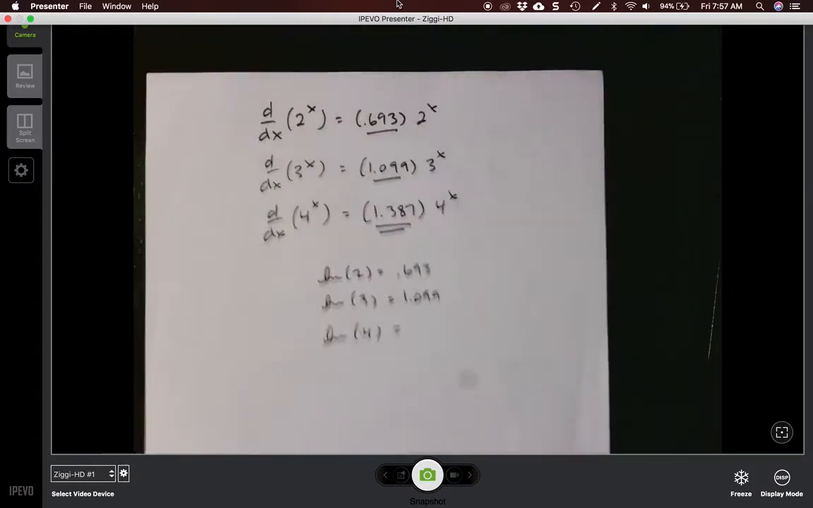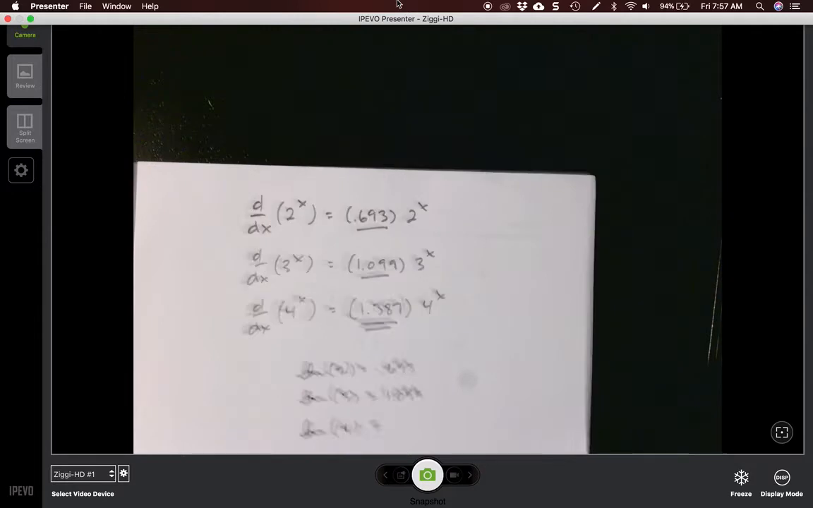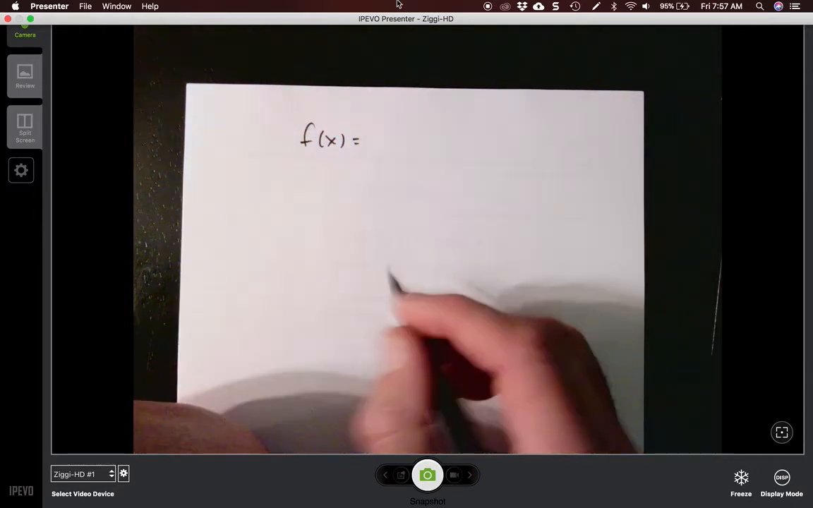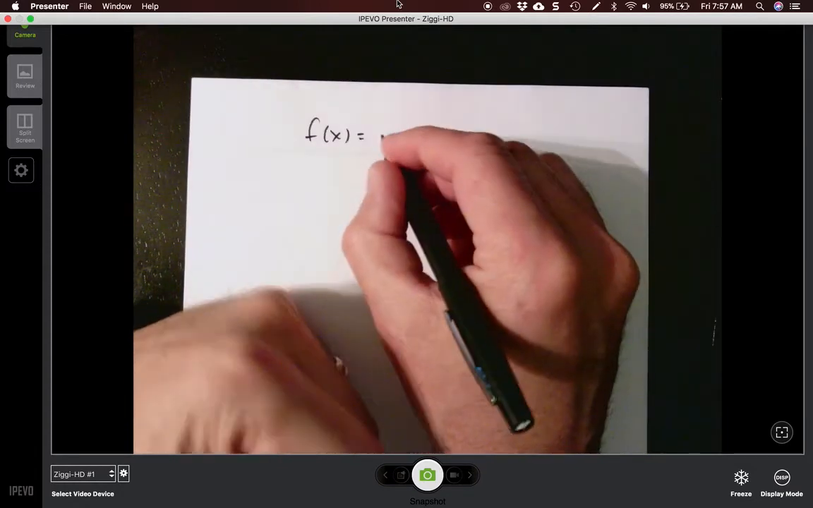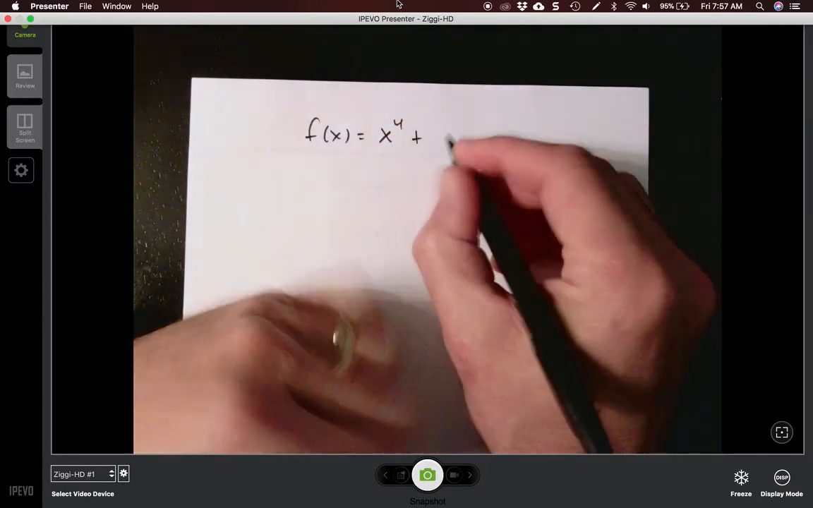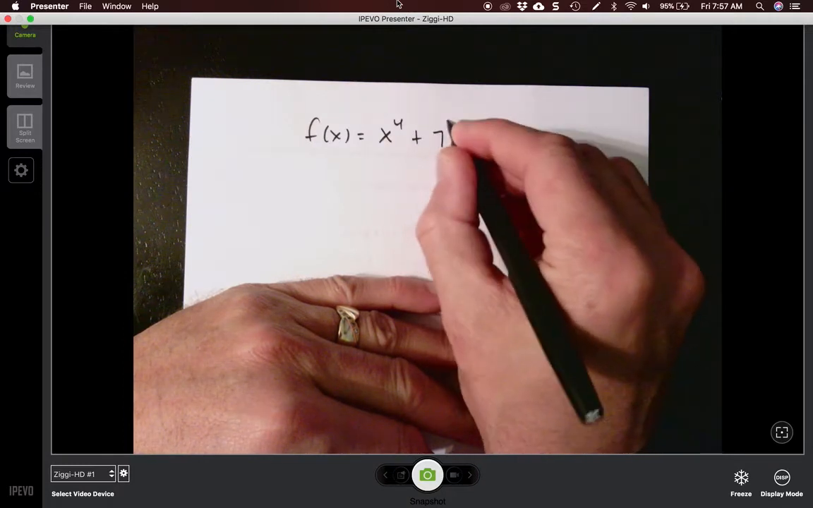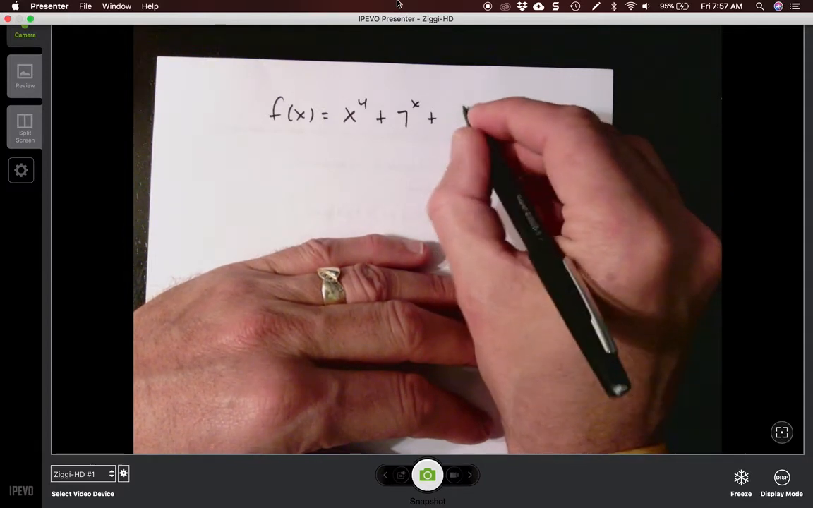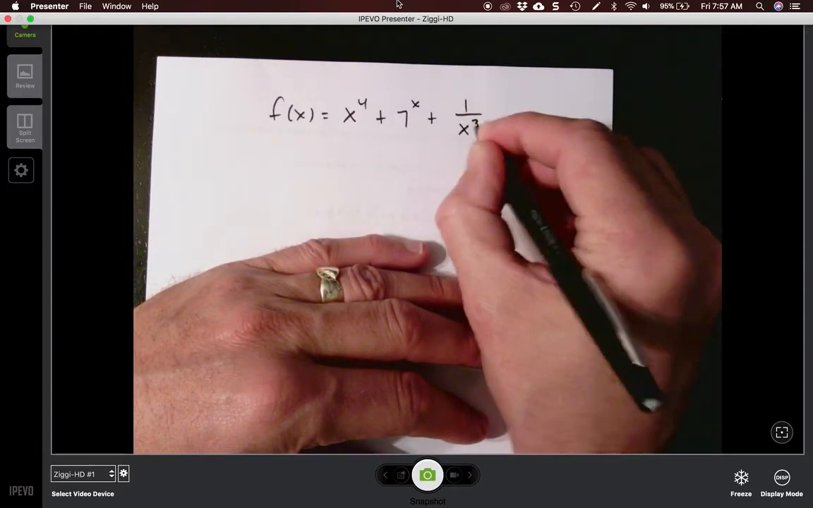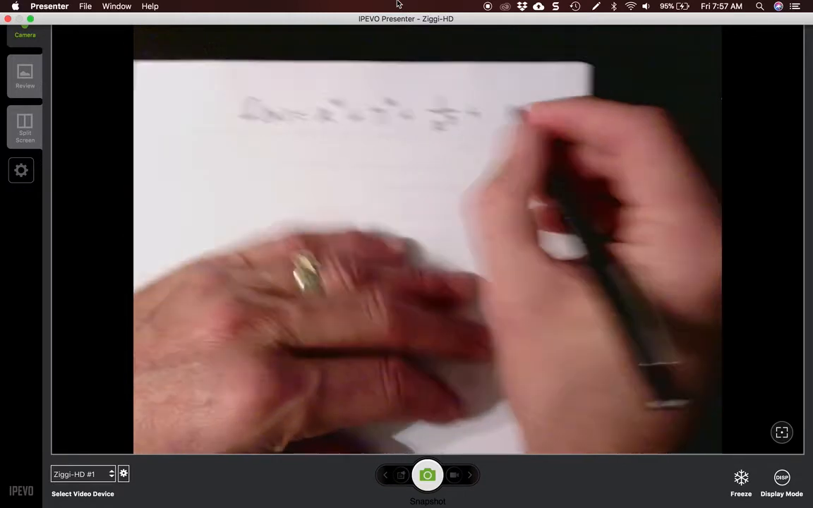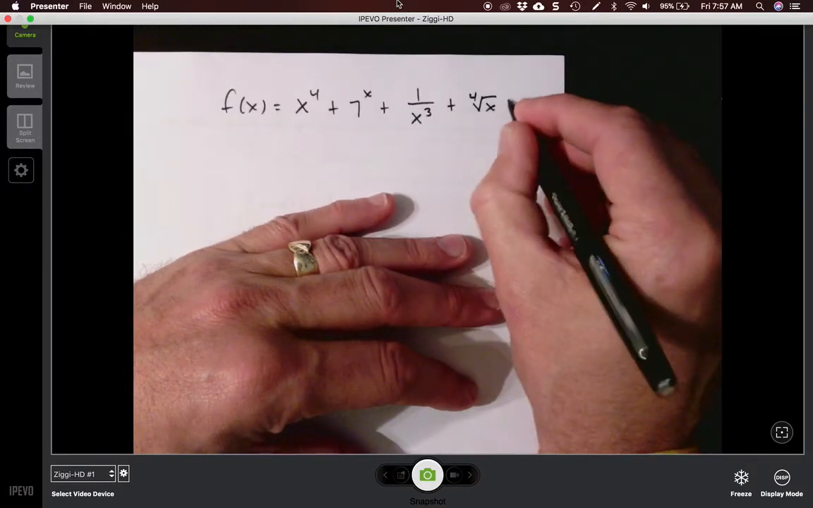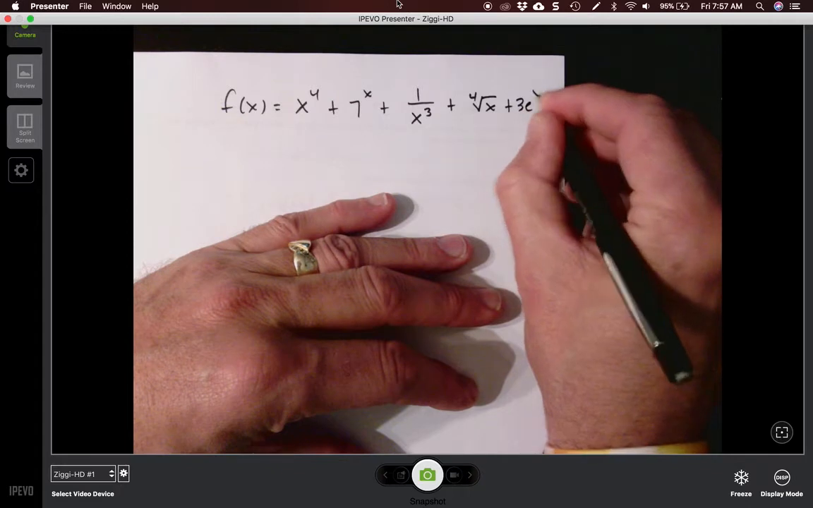Okay, so with that, I'm going to see if we can take the derivative of a function, and let's say that this function is, I'm going to make it as messy as I can and still be able to come up with a derivative. Let's say x to the 4th plus 7 to the x plus 1 over x to the 3rd plus the 4th root of x plus 3e to the x.